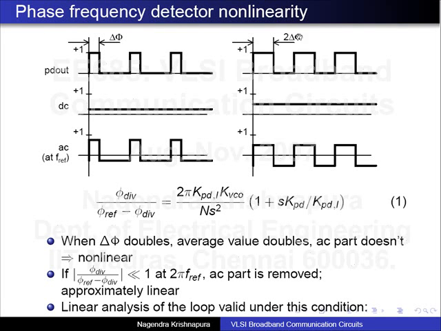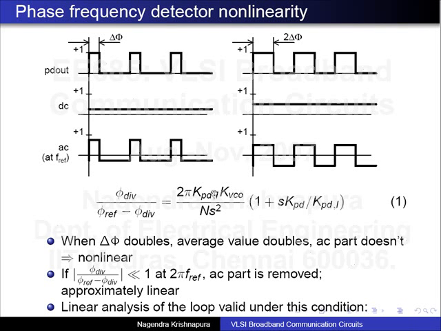Now if you double the delta phi, what you get is not this waveform doubled. The width of the waveform is doubled, not the height. In a purely linear system, for 2 times the input, you simply get 2 times the output waveform. Here, the average value is doubled, but the AC part has changed to a different waveform, which is not really related to the first one. That shows you that it is not exactly linear.